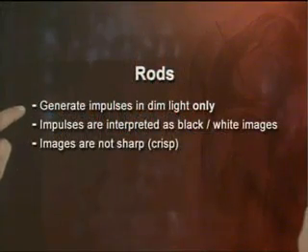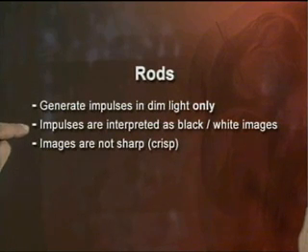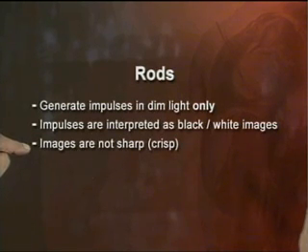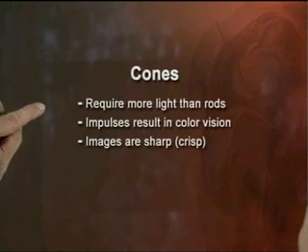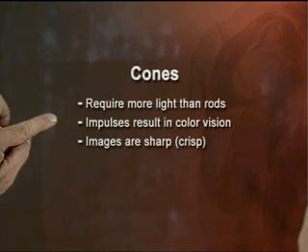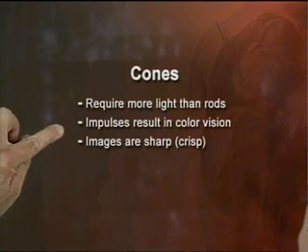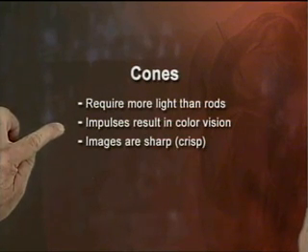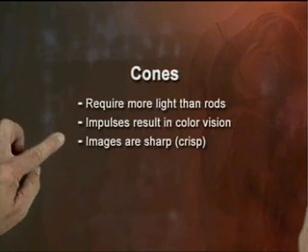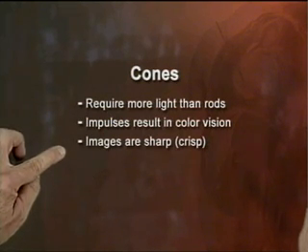Let's take a look at a graphic that summarizes the things we need to remember about rods. They generate impulses in dim light only. The impulses are interpreted only as black and white images, no color, and the images are not particularly sharp or crisp. If we take a look at that same information on cones, look at the next graphic. This summarizes the cones. They require more light than the rods. Their impulses are interpreted as color vision, all colors, including black and white, and the images are sharp and crisp.